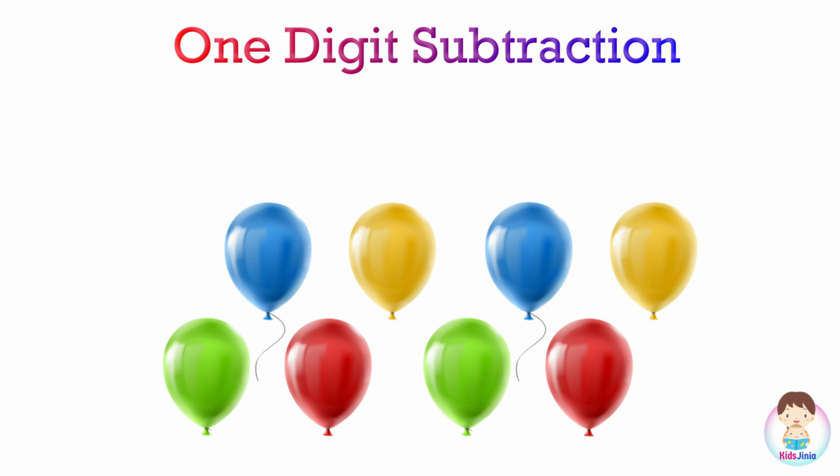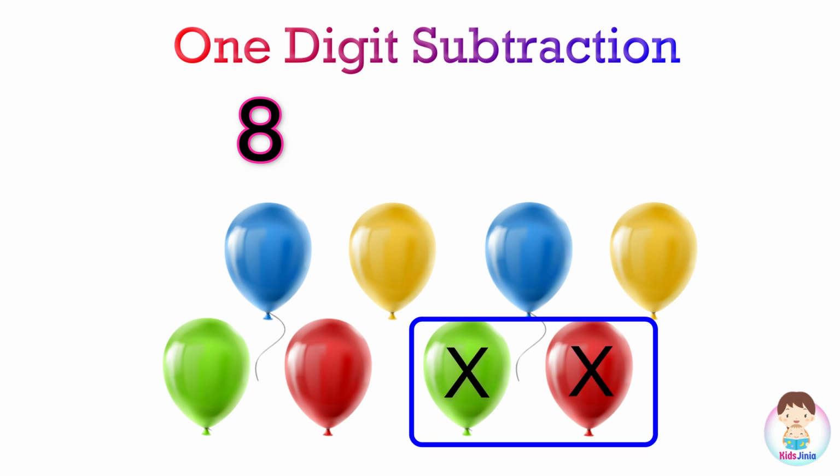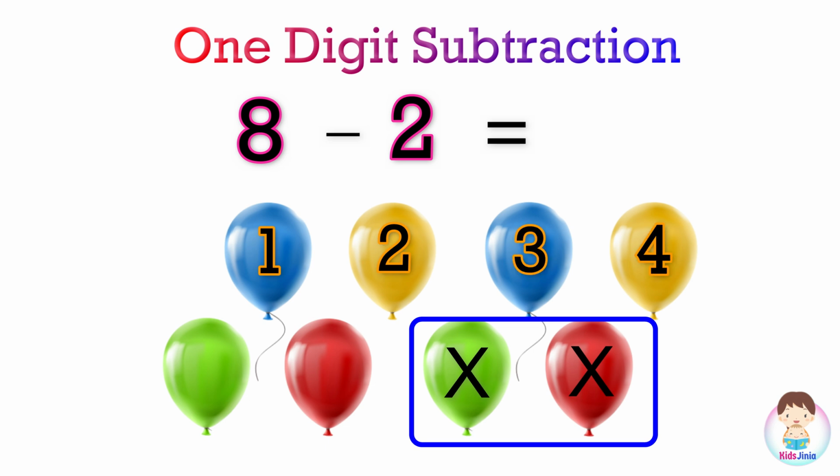Myself and my brother were playing with 8 colorful balloons. But while playing, 2 balloons burst. 1, 2. Now how many balloons are left for us to play? 8 minus 2 is equal to 1, 2, 3, 4, 5, 6. Yes, 6 balloons are left for us. 8 minus 2 is equal to 6.